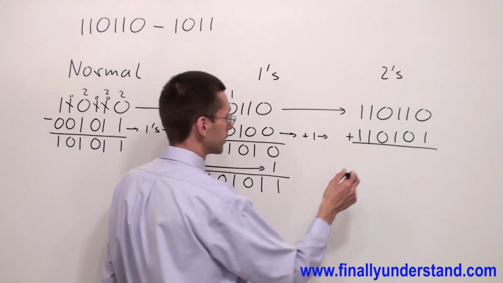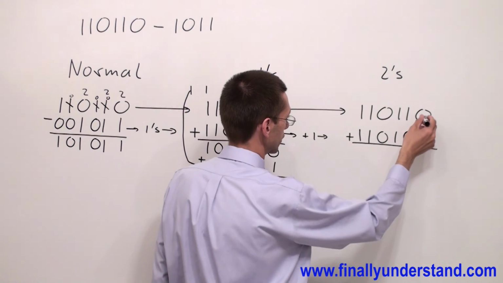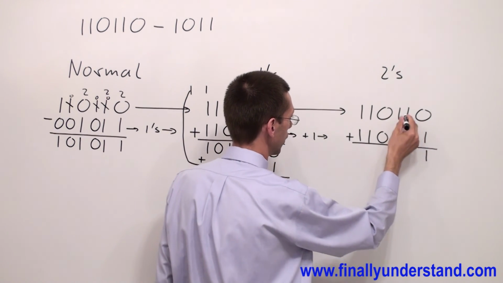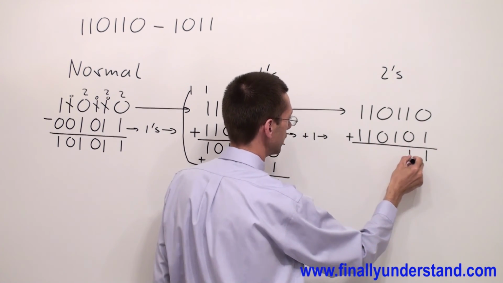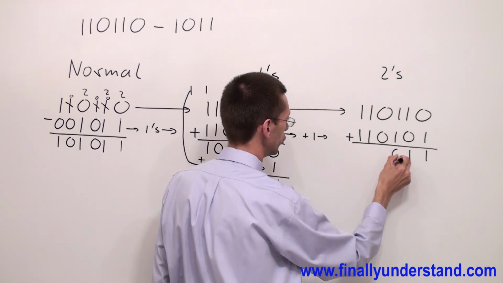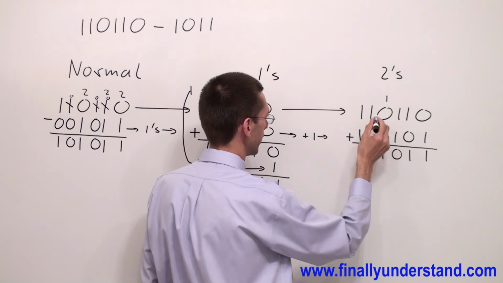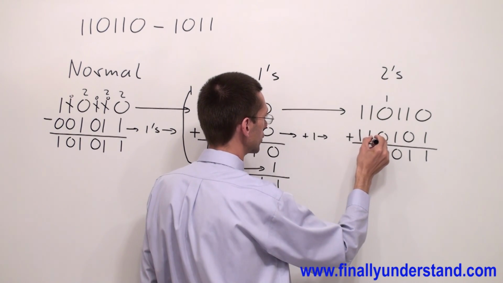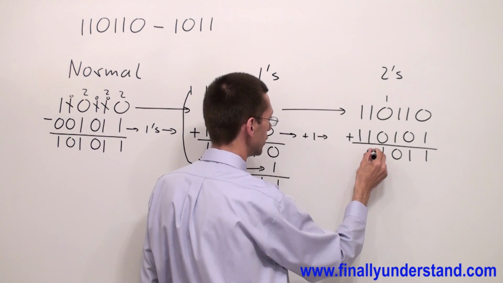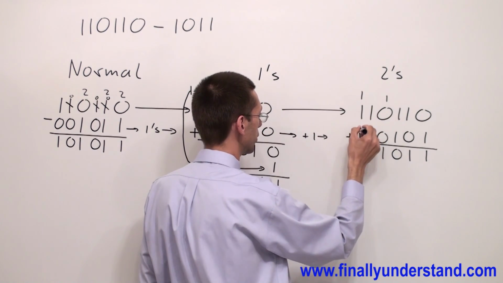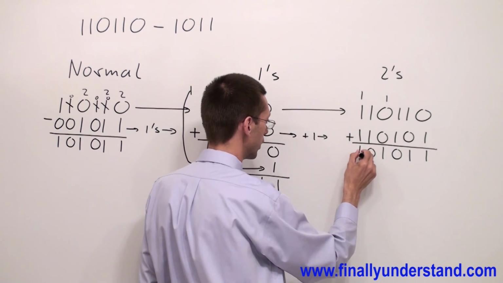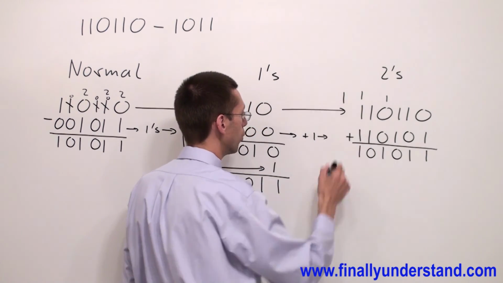Next, we're supposed to perform the addition. So 0 plus 1 is 1, 1 plus 0 is 1. 1 plus 1 is 2. Write 0 and carry of 1. I have 1. 1 plus 1 is 2. Write 0 and carry of 1. 1 plus 1 plus 1 is 3. Write 1 and carry of 1.